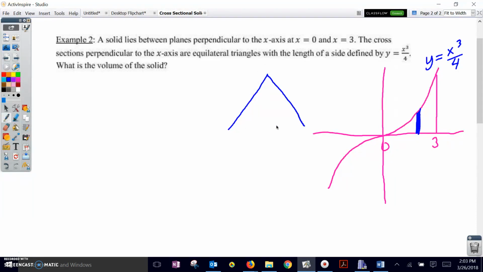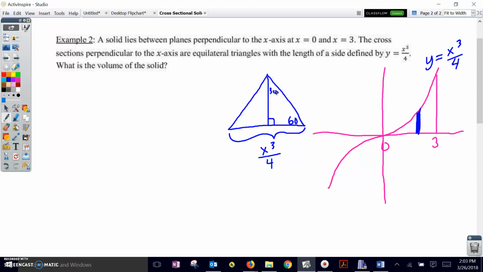I'm going to blow that up a little bit larger so we've got a little bit more room. But this distance right here is the one that's sitting in the plane in that region. And so it has a length of x to the third over 4. And now I need to come up with an area for this equilateral triangle. Now at this point, we have a few options. You should all be very familiar with the concept of 30, 60, 90 triangles, and we can use that concept to find the height of this particular equilateral triangle.